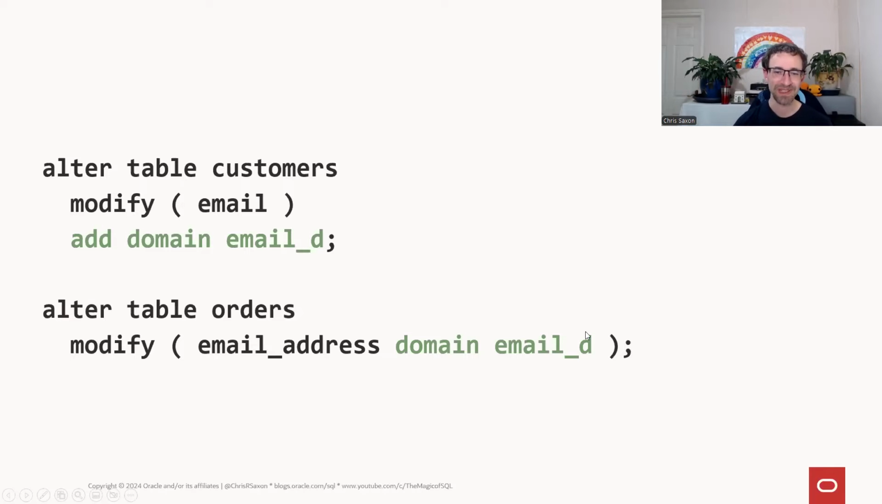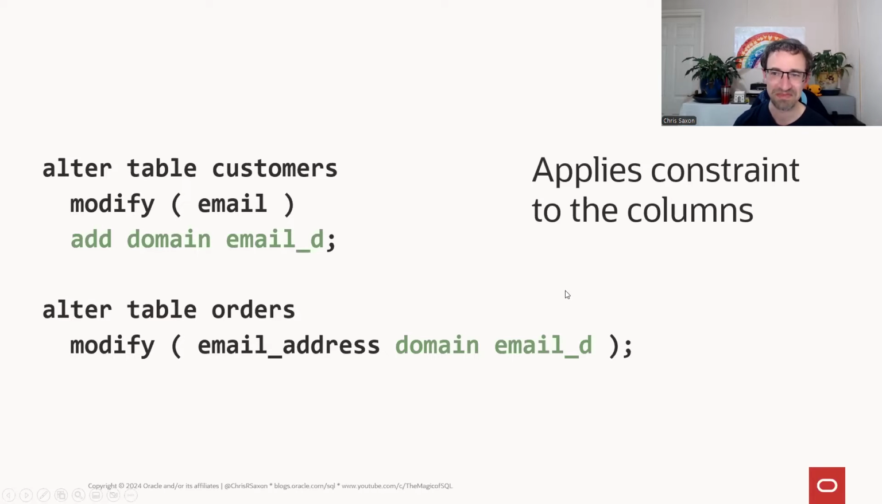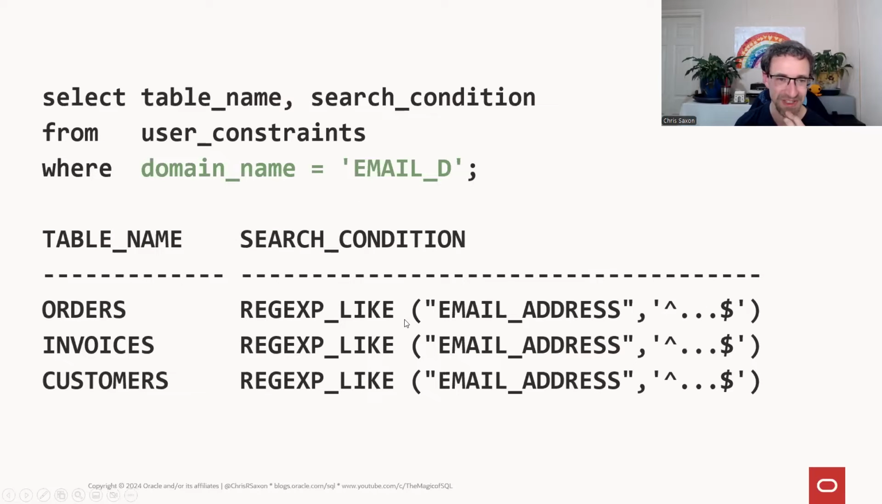Now, do note when you're doing this, there is a check constraint on that domain. So what's going to happen here? It's going to apply that check constraint from the domain to those columns, right? We can see when we look at the user constraints and look at our tables that constraint is now on those table columns. What does that mean? Well, it means you need to make sure the values in the table at least could be real email addresses.